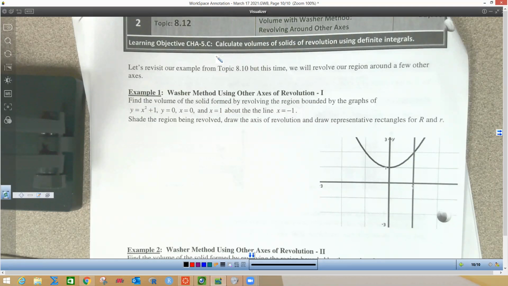Okay, I'm going to do notes from section 8.12, and this is problem one. I didn't do them before because I did one very similar to them on another graph, but I've been asked to do these, so I'm going to do them.